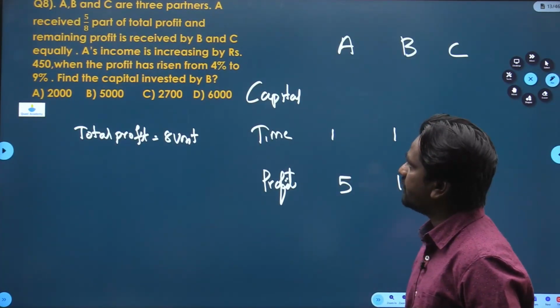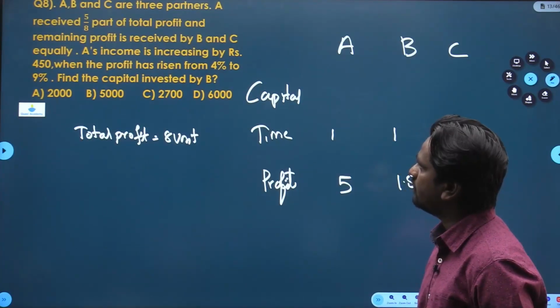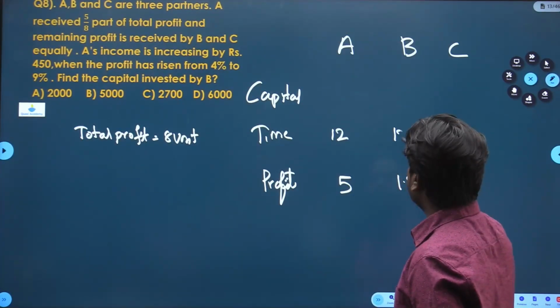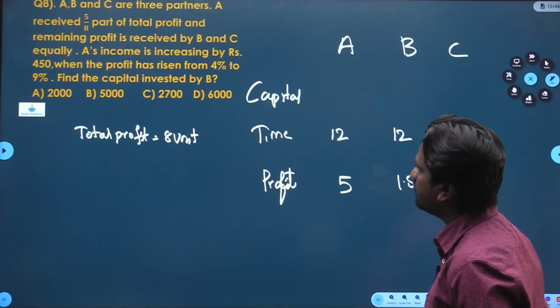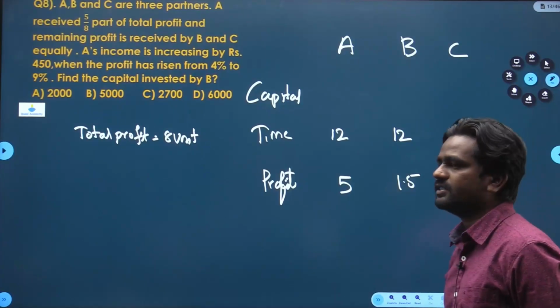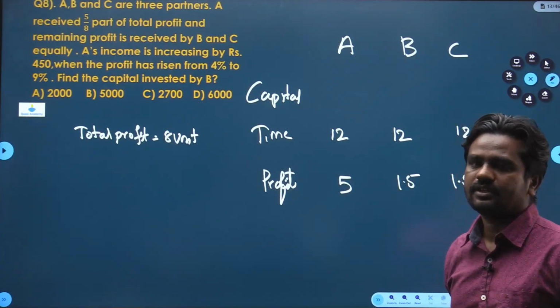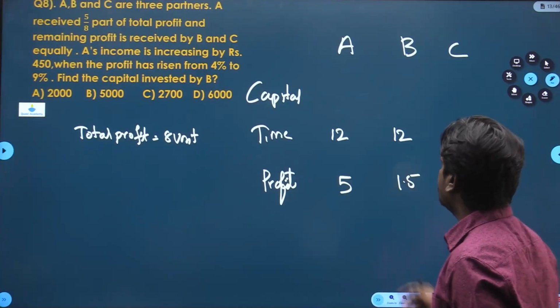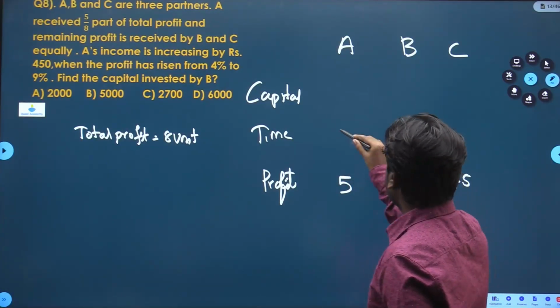Time is 12 months for A, B and C. So A has invested his amount for 12 months, B has invested his amount for 12 months, and C has also invested his amount for 12 months. So the ratio of time is 1:1:1.